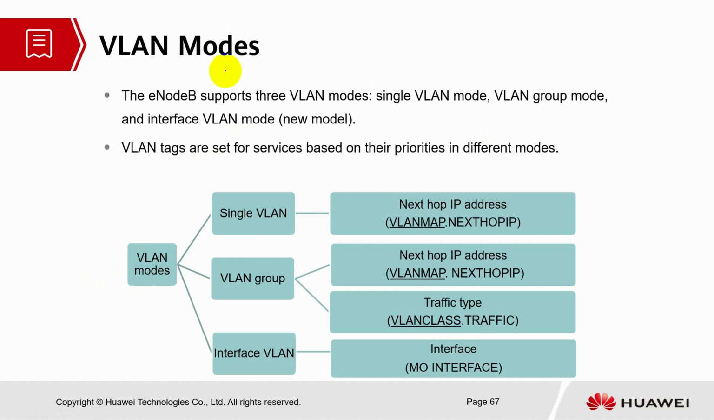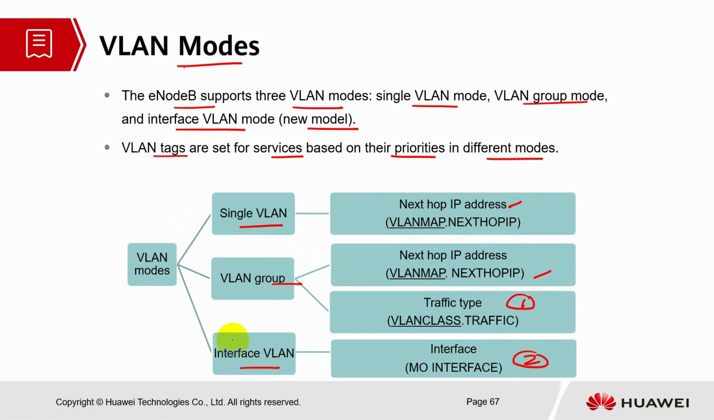So let's look into the VLAN modes. The eNodeB supports 3 types of VLAN mode: single VLAN mode, VLAN group mode, and interface VLAN mode. This is for the new model. VLAN tags are set for services based on their priorities in different modes. For example, for single VLAN and VLAN group, we have the next hop IP address. But for interface VLAN, we have the traffic type together with the interface information. This is for the new model. The previous one is actually the old model concept.